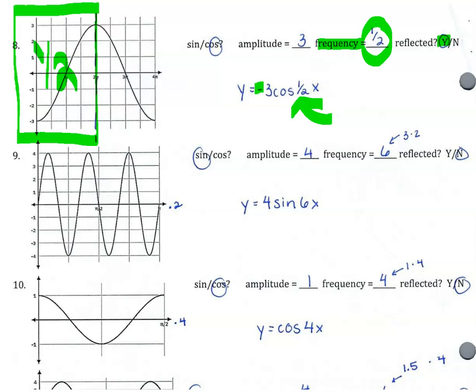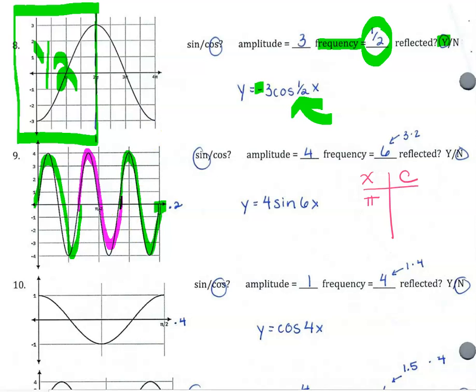Okay, this looks like a sine curve. My amplitude's 4. It has not been reflected. Midline 0. Great. Now, how do we figure out frequency? I'm noticing they're giving me pi units. So if I set up a little chart here, on the x-axis I'm being given pi units, and I'm seeing 1, 2, 3 of those curves.